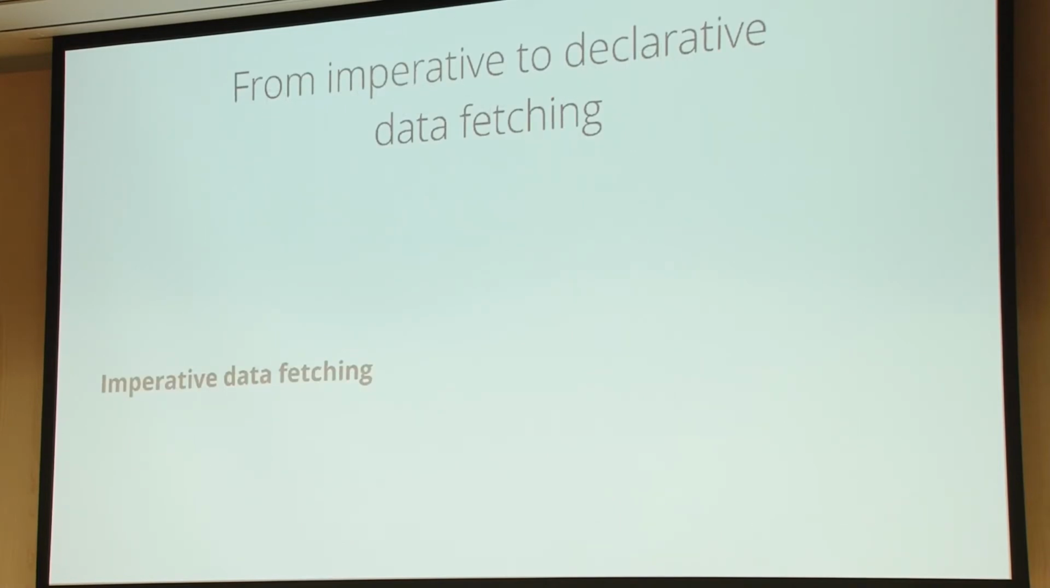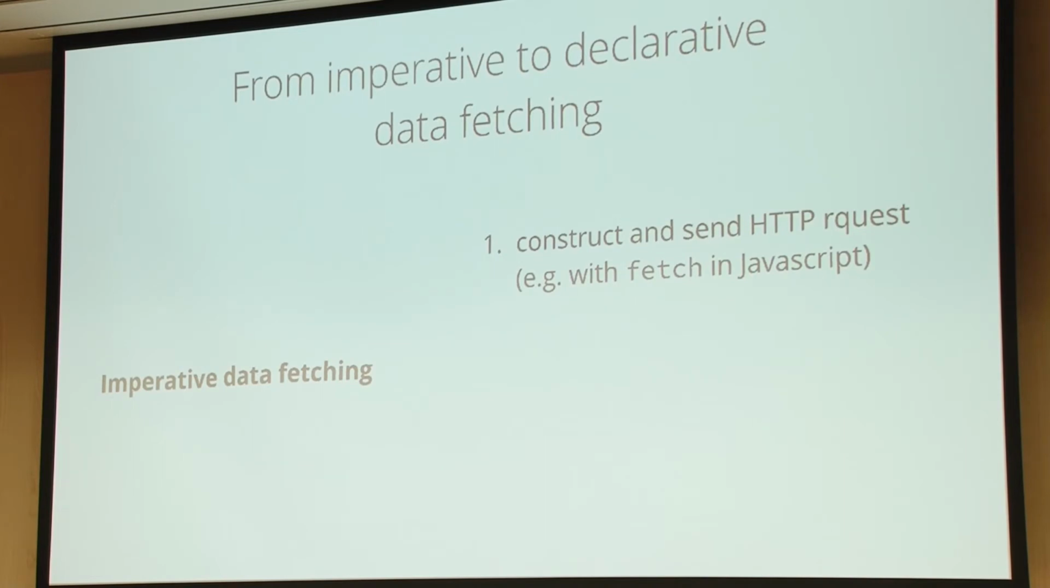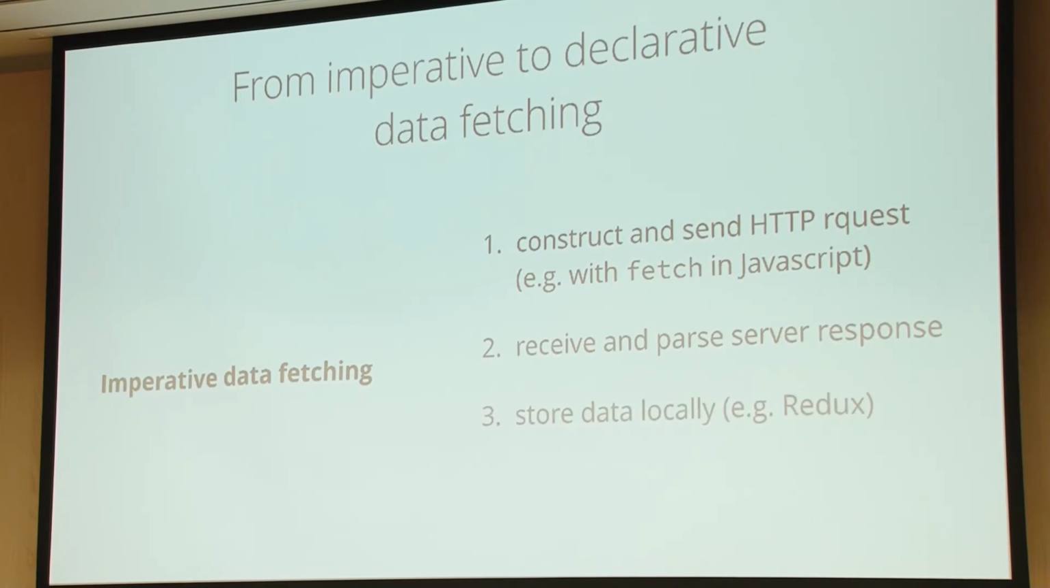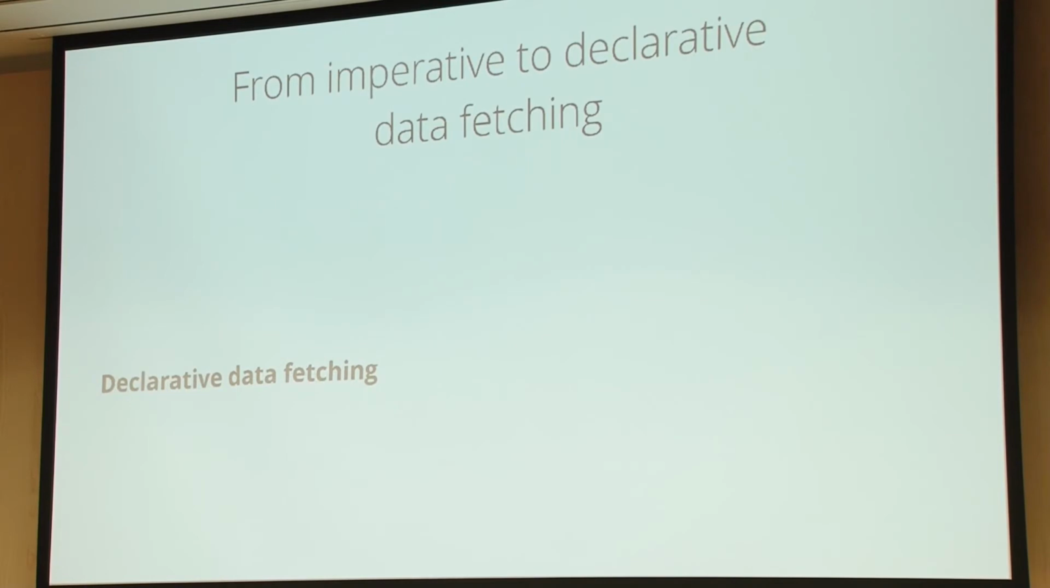And basically, what this enables is to go from an imperative to a declarative data fetching approach, where imperative data fetching can be summarized with these 4 steps. So you kind of have to construct and send the HTTP request, for example, with fetch in JavaScript. Then you have to receive and parse the response from the server. Then you have to somehow store the data locally in your cache with Redux, for example. And then finally, you can display it in the UI. But you have to do a lot of work in between.